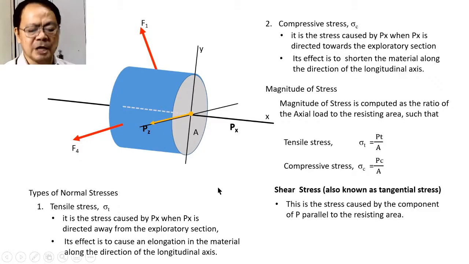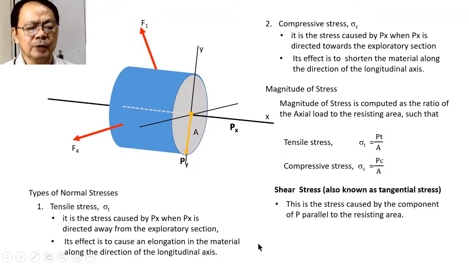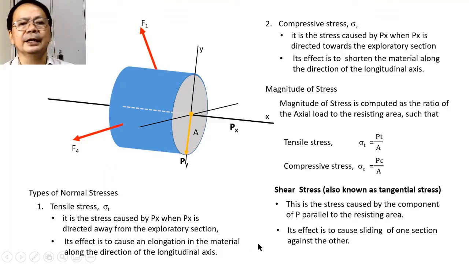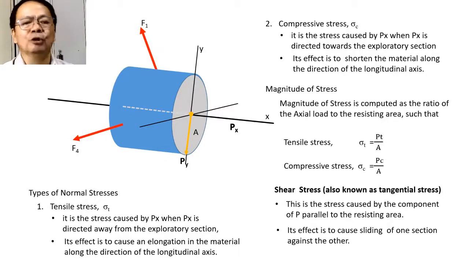We also have this P sub y, which is directed either upward or downward depending on what is the direction of the resulting force acting on the exploratory section. And what is the effect of this shear stress? The effect of shear stress is to cause sliding of one section against the other. Lalo kapag nag-fail siya, it will cause sliding of one section upon the other.